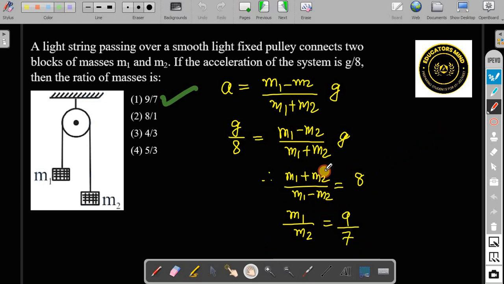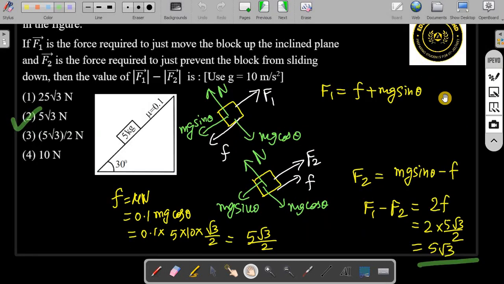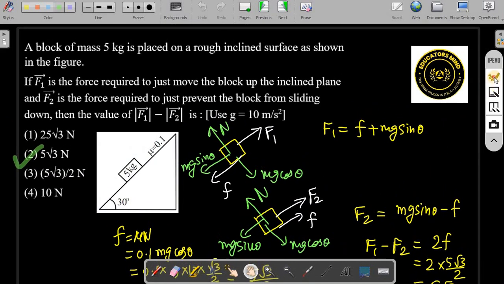You can directly do it in one step by applying componendo dividendo. Just you can solve 8 divided by 1, so 8 plus 1, 8 minus 1, right? You will get that ratio. Okay. So then next question, let's take.